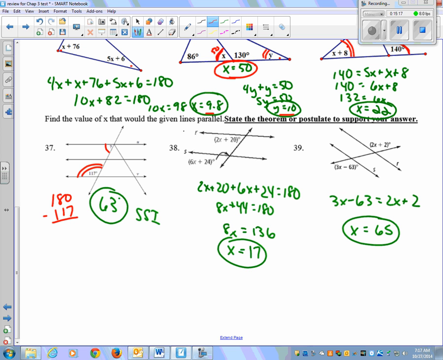38, these are same side interior angles, so again they have to add up to 180, so we solve for x, adding them up to 180. And 39, these are alternate exterior angles, so we have to set them equal to each other and we solve for x. Okay, very good.